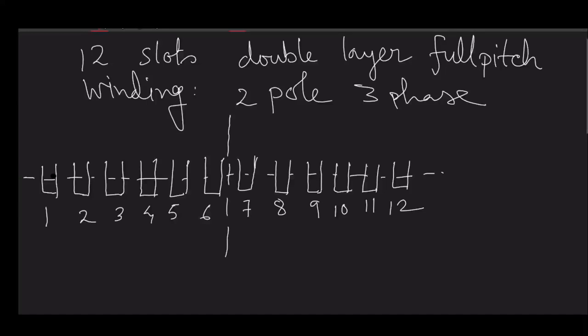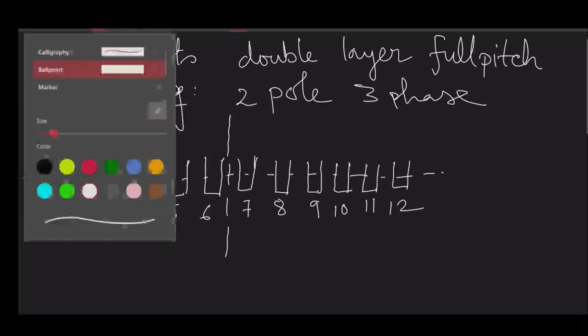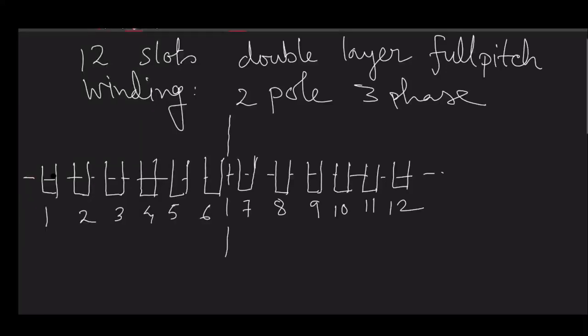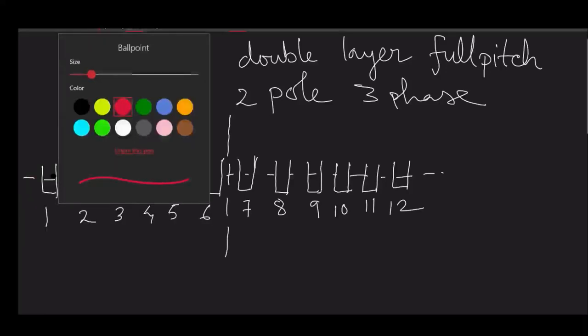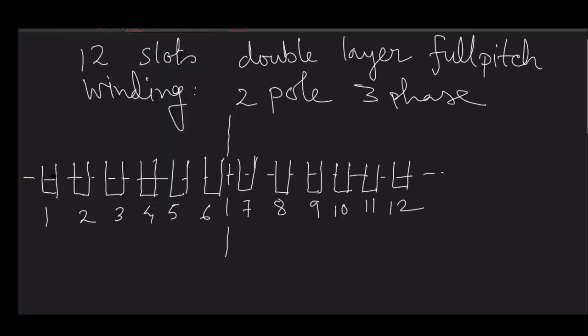Now see, we are having double layer configuration. As it is double layer, let us first consider the placement of red. Here one thing, since it is two poles, mechanical angle and electrical angle are same. So first we have to place the winding for A phase. Say A phase winding, I am using red color to indicate A phase winding. Say this is first conductor of A.